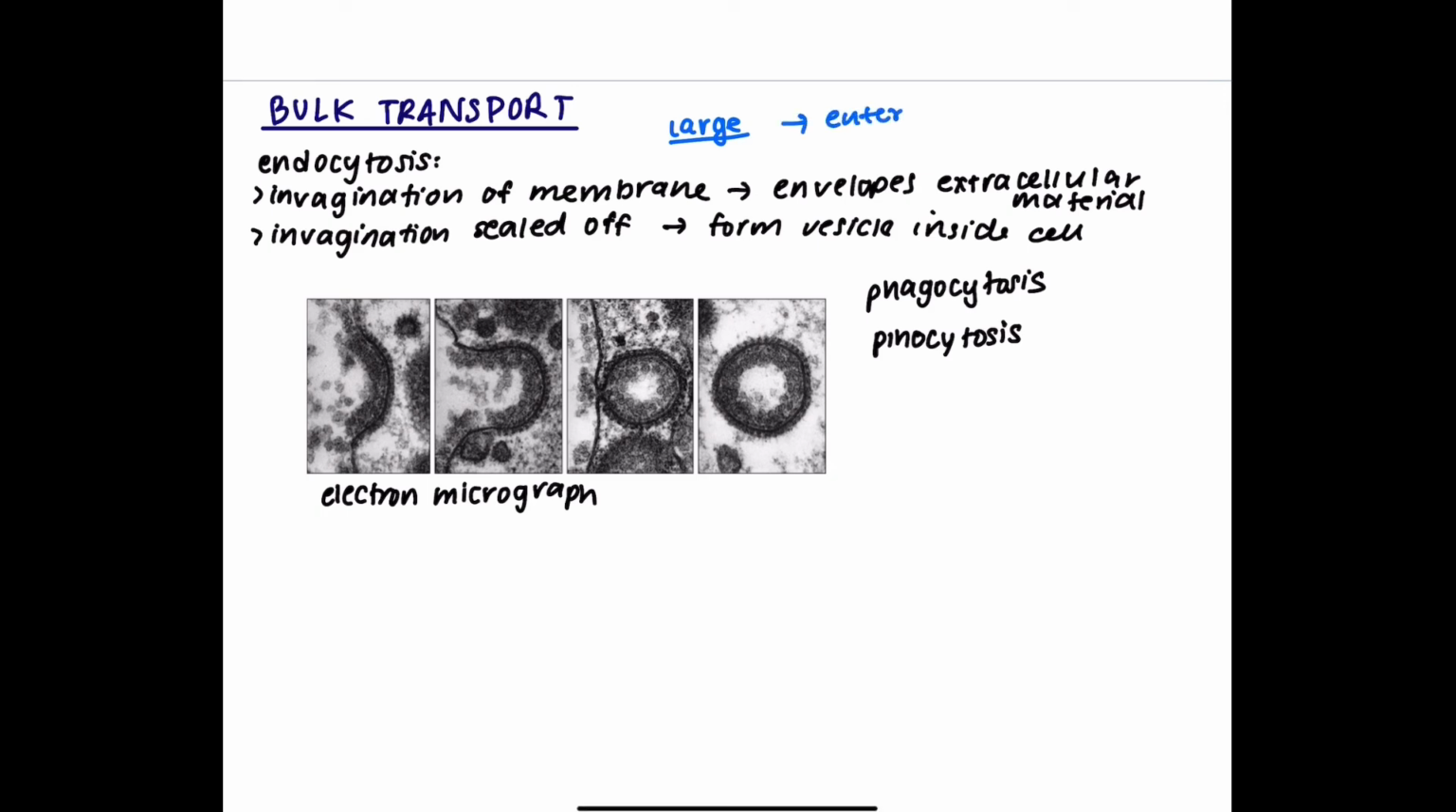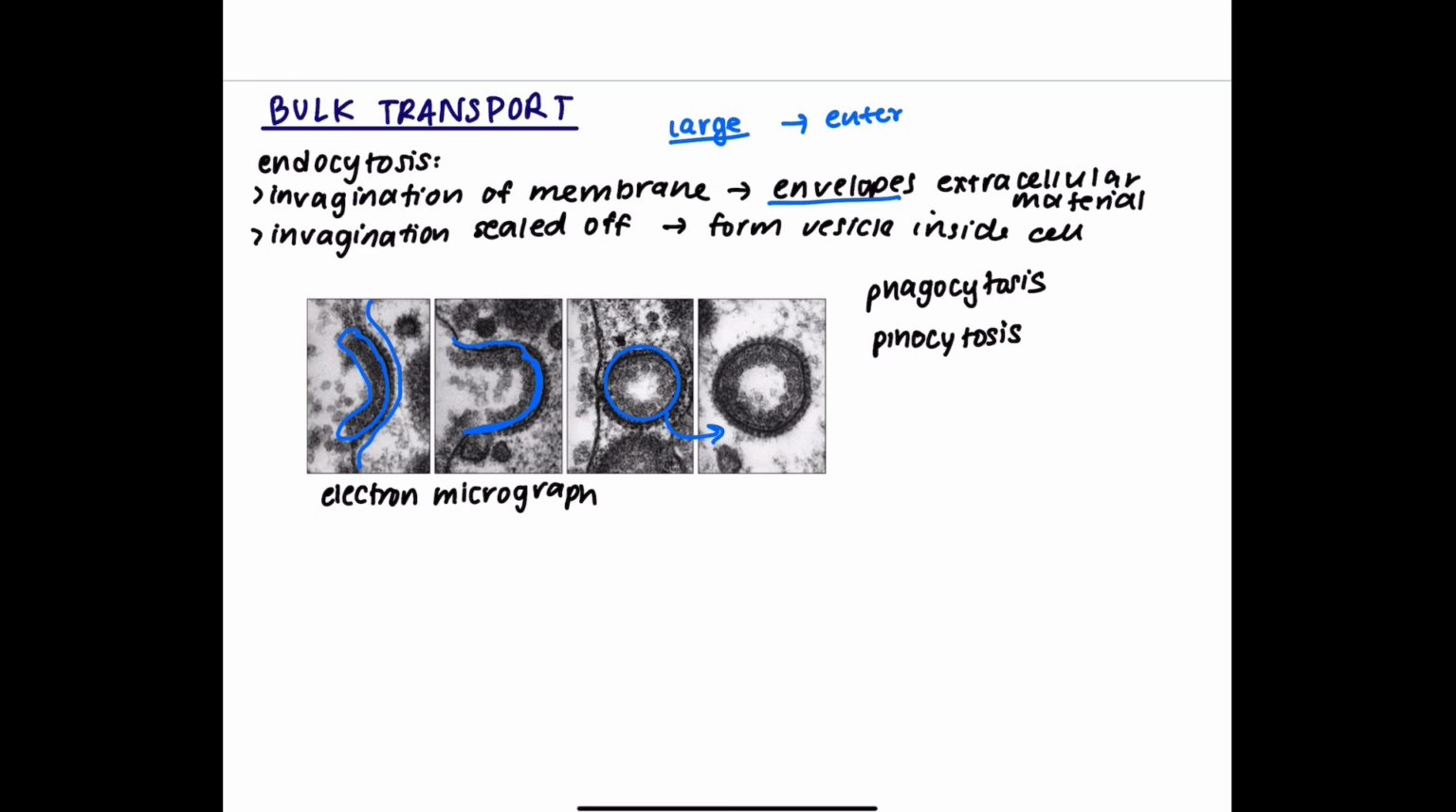What occurs in endocytosis is an invagination of the plasma membrane, which envelops this extracellular material. Here you can see the extracellular material, and this is, of course, the plasma membrane. The material pushes against the plasma membrane to form this depression in the plasma membrane. Then the plasma membrane envelops all the material, and the invagination is sealed off like this to form a vesicle inside the cell.